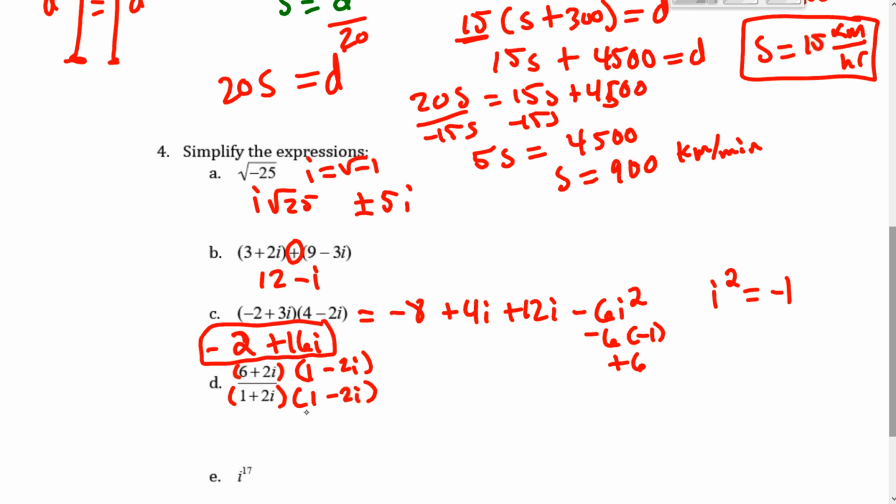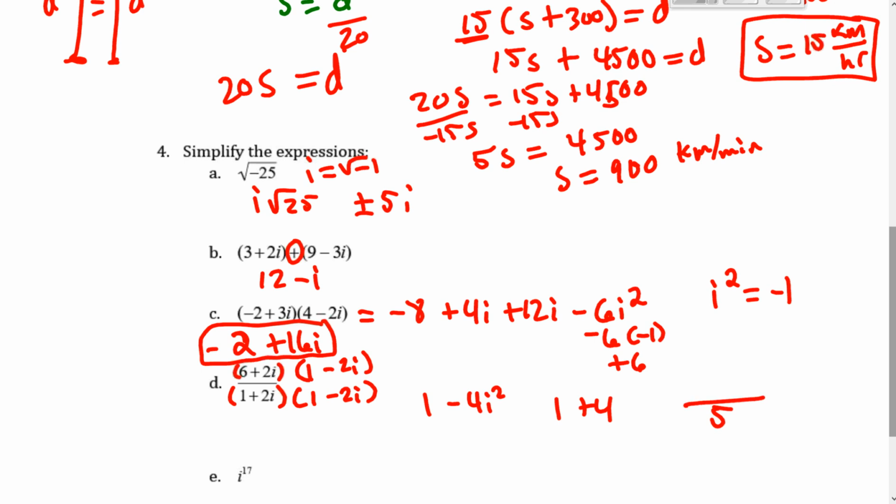So then all we have to do is just first times first, which is 1, and last times last, which is a negative 4i squared. And the i squared is just -1. -1 times -4 is a positive 4. So we get 1 plus 4, and 1 plus 4 is 5. So we get 5 on bottom.